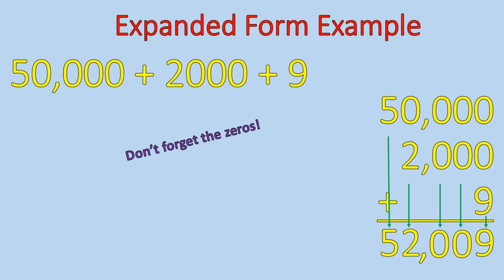So we're not actually adding anything up. We're just putting in these numbers where they fit. 5 is in the 10,000s column because it's 50,000. 2 is in the thousands column, and 9 is in the ones column, or the units column.